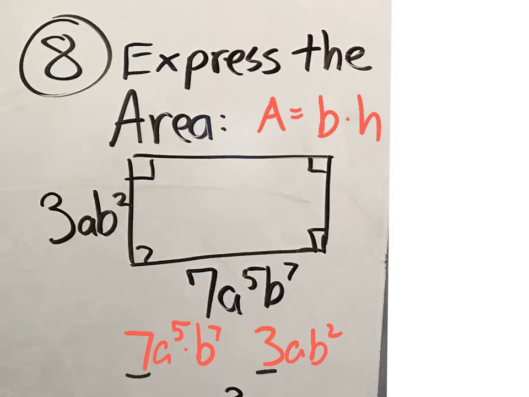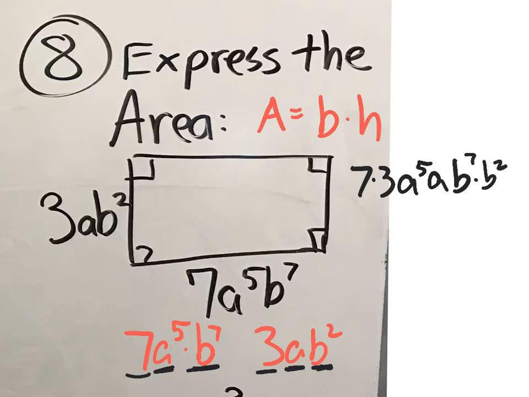7 times 3, let's write that out. And then you could go a to the 5th times a, write it out. And then the b to the 7th times b squared. You don't have to do this. Once you get the hang of it, you'll just be able to do this in your head. Oh, 3 times 7 is 21. And then a times a to the 5th is a to the 6th. And then b to the 2nd times b to the 7th, that's b to the 9th.